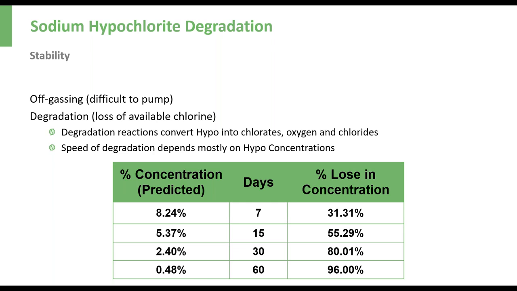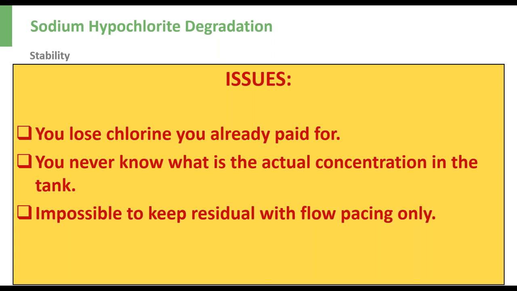Now, of course, you can see the longer you store it, the more it degrades down. So you can see on a 12% in 60 days, it's going to drop off to almost 96% of your loss. And that's pretty much what I wanted to sum up: you lose chlorine you already paid for. So if you paid for 12% and it's degrading over time, you're just losing the money investment you had. You invested in a chemical that's degrading. That means the $1.50 you paid for within a few days is not worth $1.50 anymore because you lost some. So that means you have to use more of your money to compensate for that.